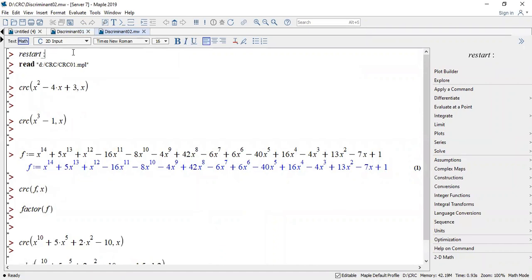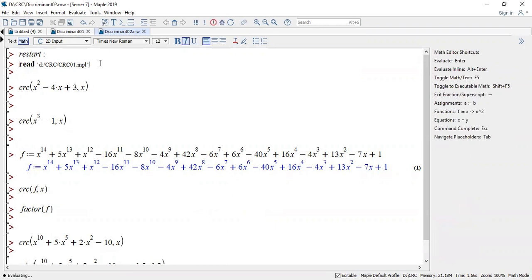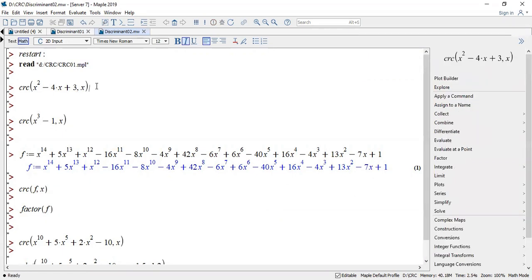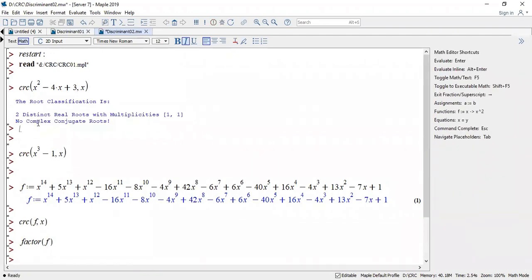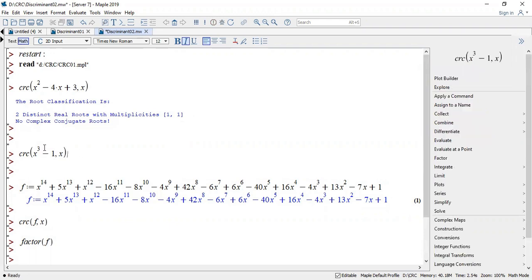So, let's restart the Maple and then load the program. The first example is a quadratic equation, x squared minus 4x plus 3 equals 0. You know, it has two real roots, right? 1 and 3. Let's see. Yes, we get two distinct real roots with multiplicities 1 and 1. No complex conjugate roots. Next, let's look at the cubic equation.